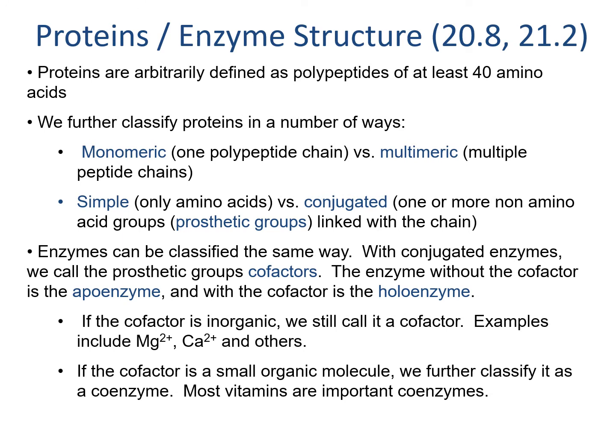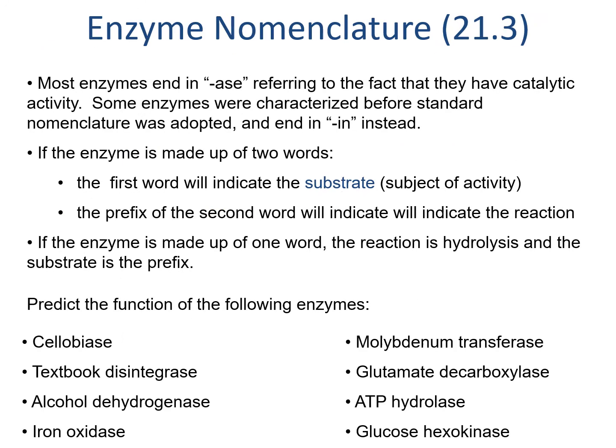We can also further narrow down cofactors so that cofactors can be designated as inorganic or organic. The cofactors that are inorganic we still will call a cofactor. Some really common examples are like magnesium, which is responsible as a cofactor for many enzymes that deal with DNA. If cofactors are organic molecules, we call it a coenzyme, and most vitamins are coenzymes, and so this is something that we'll spend some time talking about at the end of this chapter.